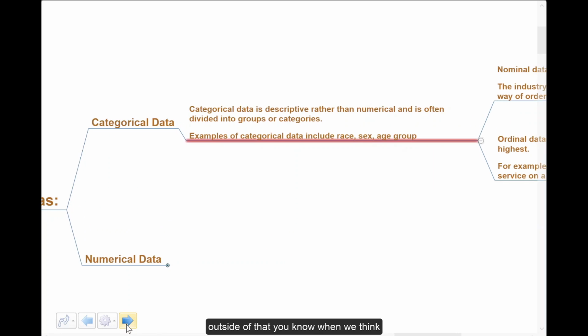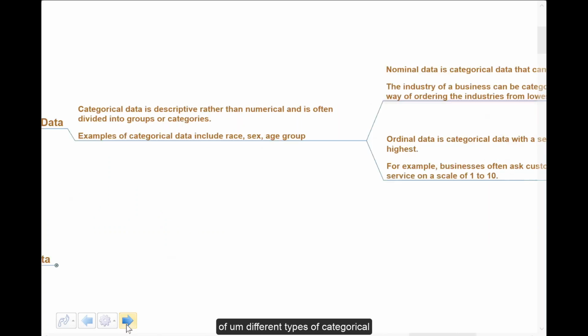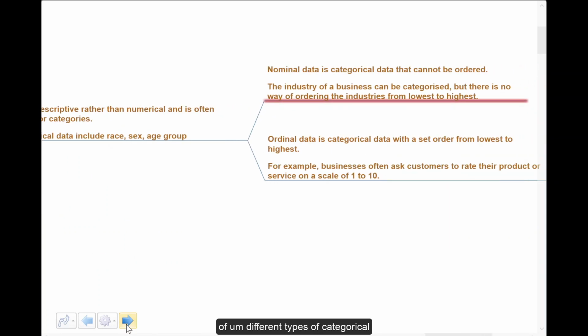Outside of that, when we think of different types of categorical data, firstly, nominal data, i.e. data that really can't be ordered in any way. So, for example, the industry that a business is in, let's say tuition or car manufacturer, etc. But there's no particular order to that. There's no particular order to industries. Industries are just industries. Okay.